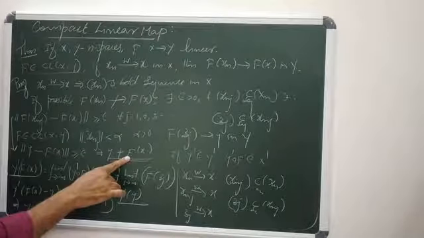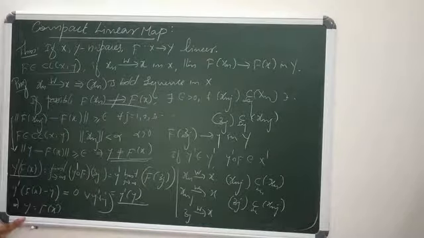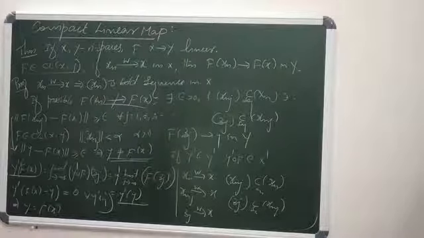That's a contradiction. This contradiction is due to our wrong assumption. Therefore, surely f of x_n converges to f of x. So this is the proof of that result. Okay.